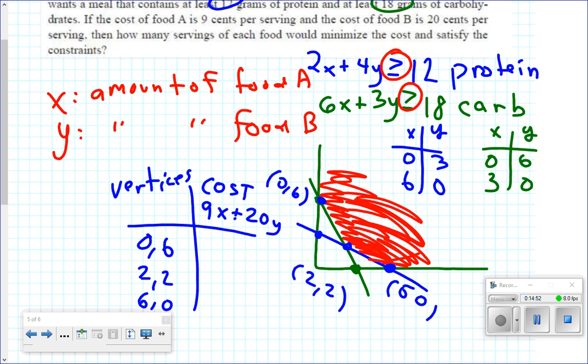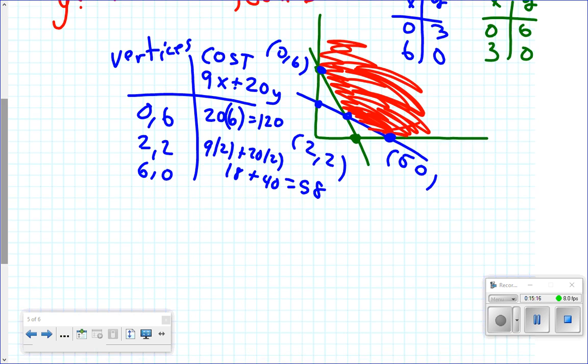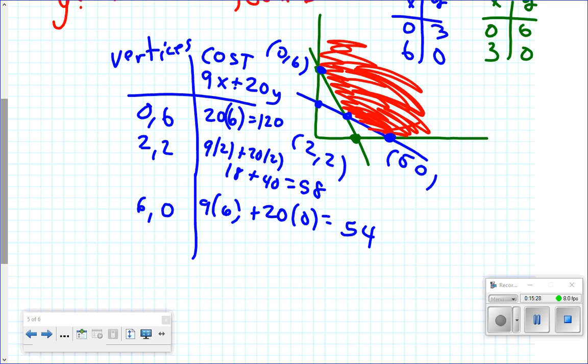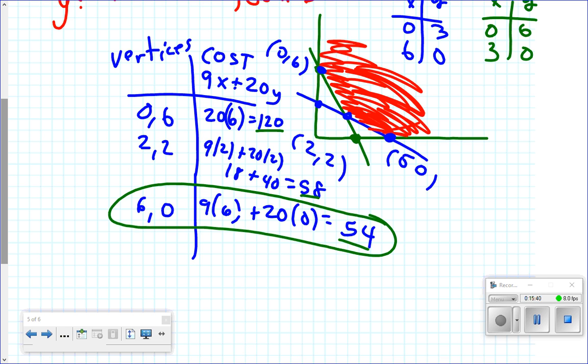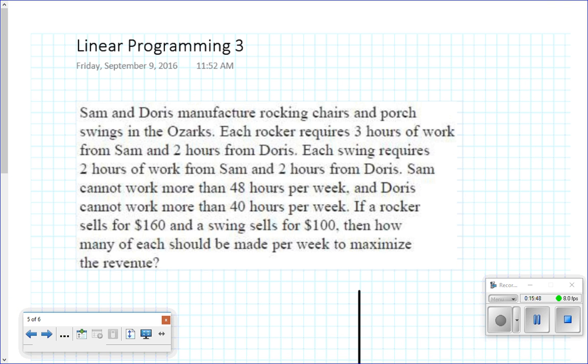So I'm going to be plugging these ordered pairs into that cost function. So 0 times 9 plus 20 times 6 is 120. And then this is going to be 9 times 2 plus 20 times 2. That's going to be 18 plus 40, which is 58. And then 6, 0, it'll be 9 times 6 plus 20 times 0. That's equal to 54. So I'm looking for the ordered pair that minimizes cost. My choices being 120, 58, and 54. So my minimal cost will be obtained if I purchase 6 bags of food A and 0 bags of food B.